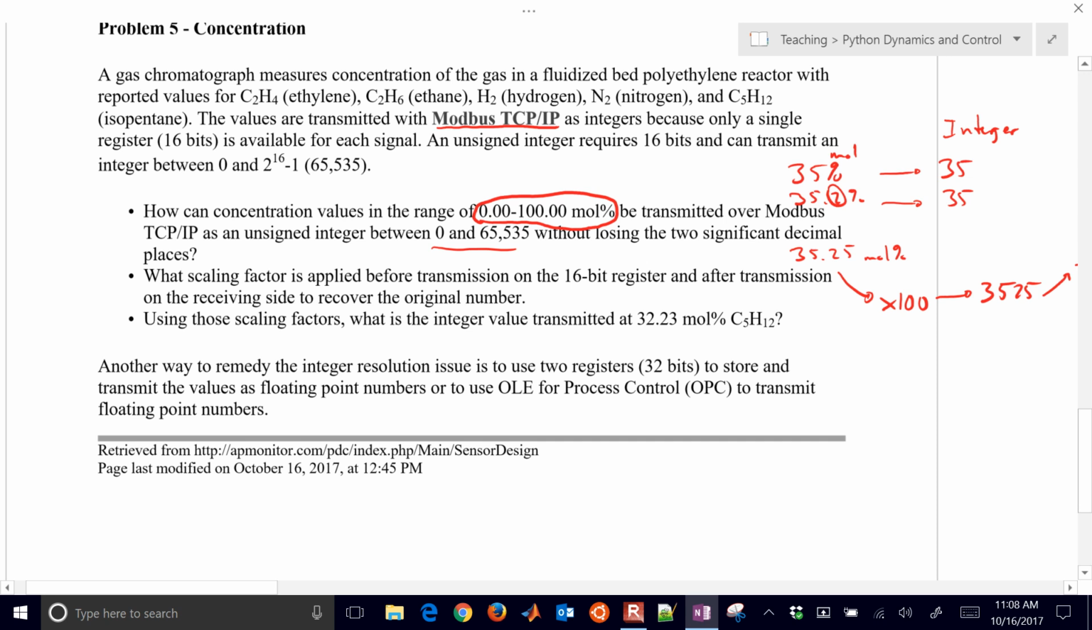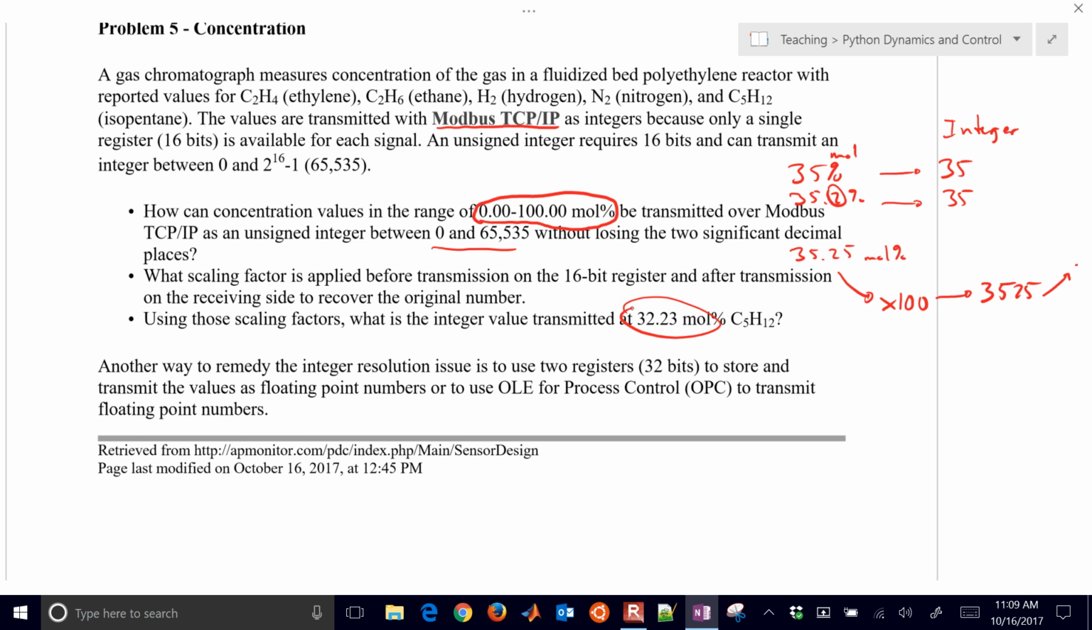Now in this case I used the 35.25, but you can think of it as not getting rid of that extra decimal. And you could also, for example, just divide by 65,000, or multiply by, let's see, not 65,000. It looks like 655, if you're going 0 to 100 mole percent. That would give you maybe the most range there of numbers between 0 and 100%.